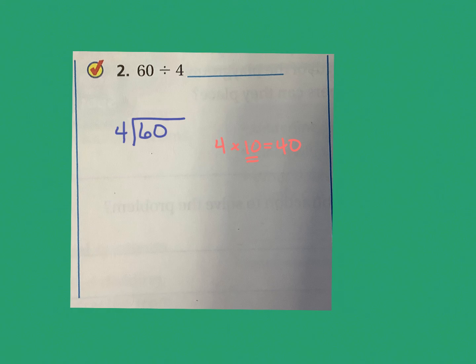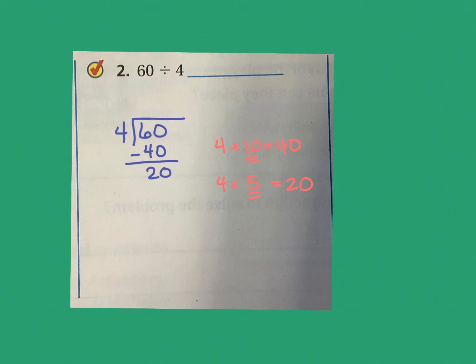Okay, that's good. So how much would be left for me to deal with? Well, let's subtract to find out. 60 minus 40 is 20. So I still have 20 left to deal with. And so I need to know 4 times what number is going to give me 20. If you know your multiplication facts, you already know that answer. If not, get on your grid and look at 4 times how many equals 20. And you will find that it's 5. 4 times 5 is 20.